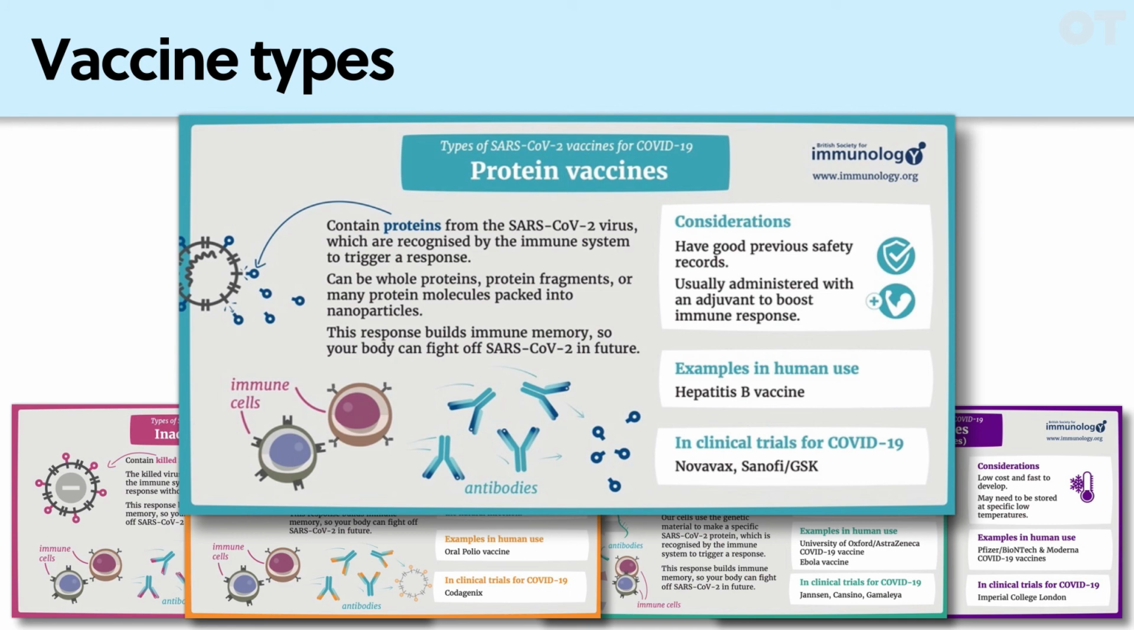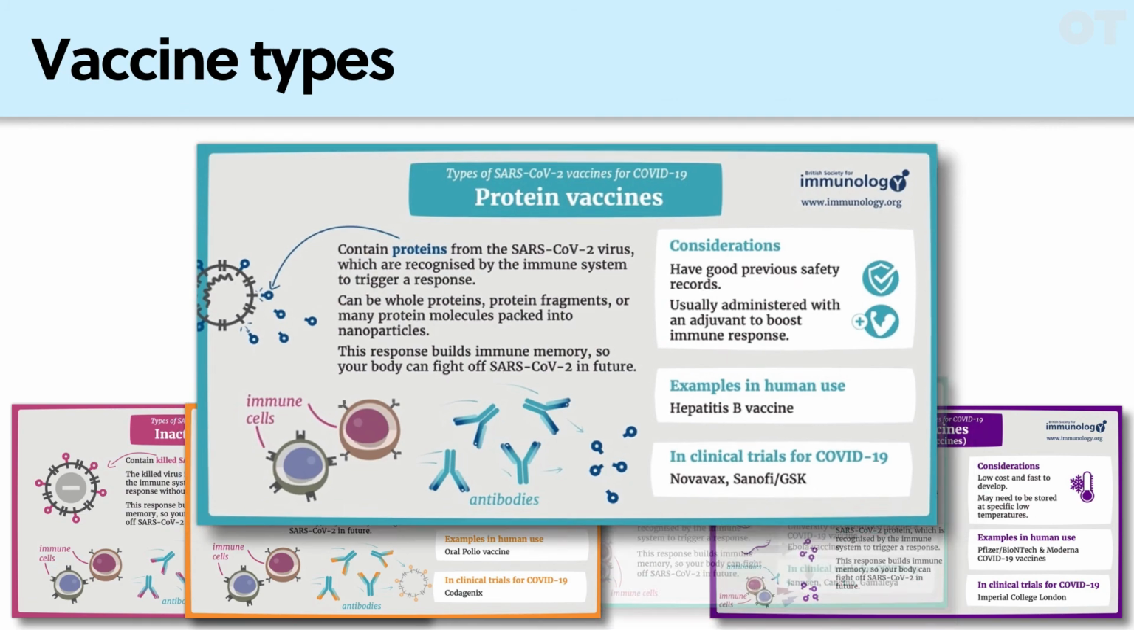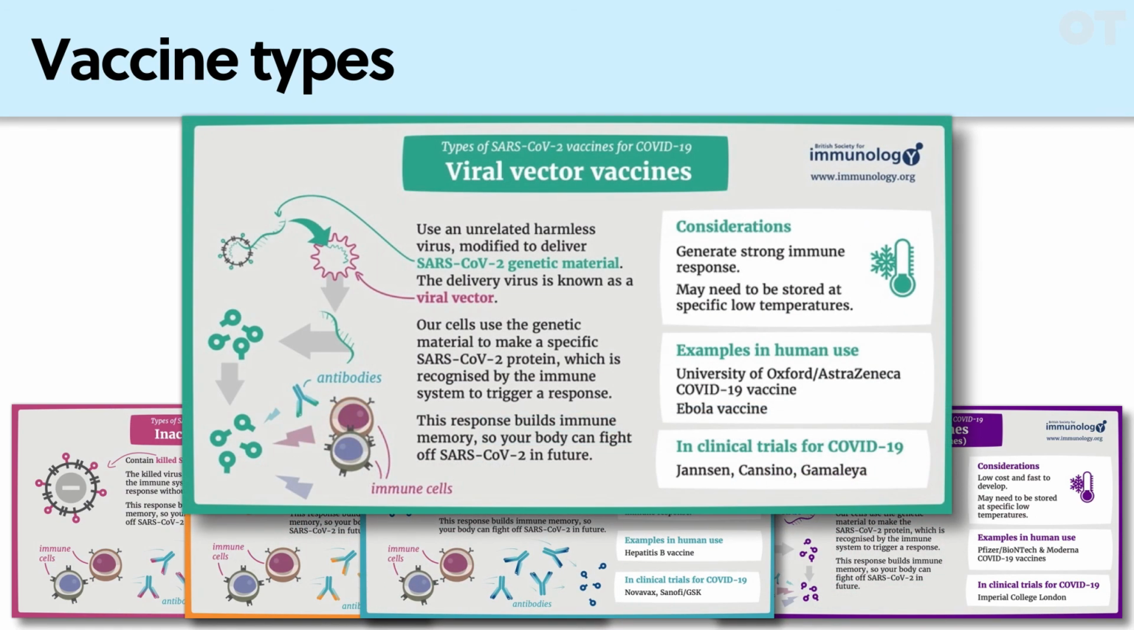They've got a very good safety record, and again, they may often need a booster. There are clinical trials ongoing for COVID-19 vaccines that work on this technology. Then we have viral vector vaccines, and these use an unrelated harmless virus, something like adenovirus. The genetic material of the virus that we want to vaccinate against, in this case SARS-CoV-2, is inserted into the other virus, and then that triggers an immune response.